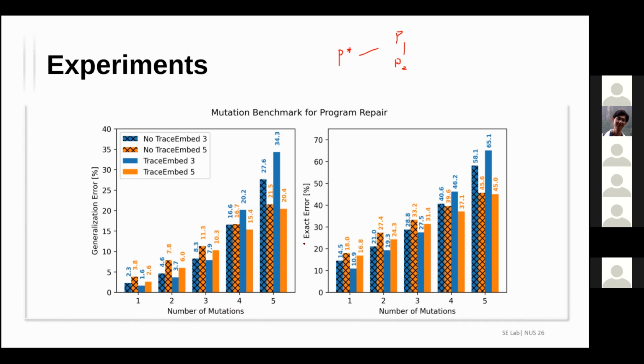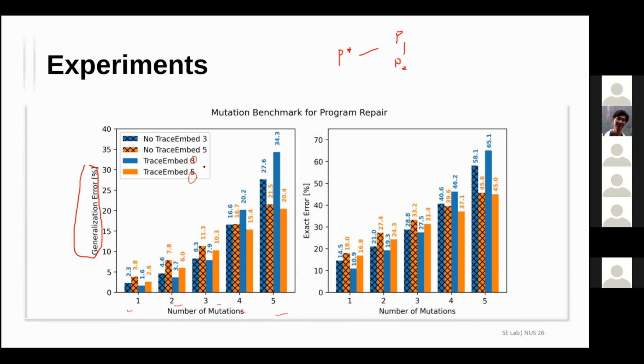If we just look at the generalization error portions here, we can see based on the graph that with the trace embedding on mutated programs, it performed slightly better. But this is only on mutated programs. What do you mean? This is 1, 2, 3, 4, 5. But what do these 3 and 5 mean? Okay, so these 3 and 5, right?